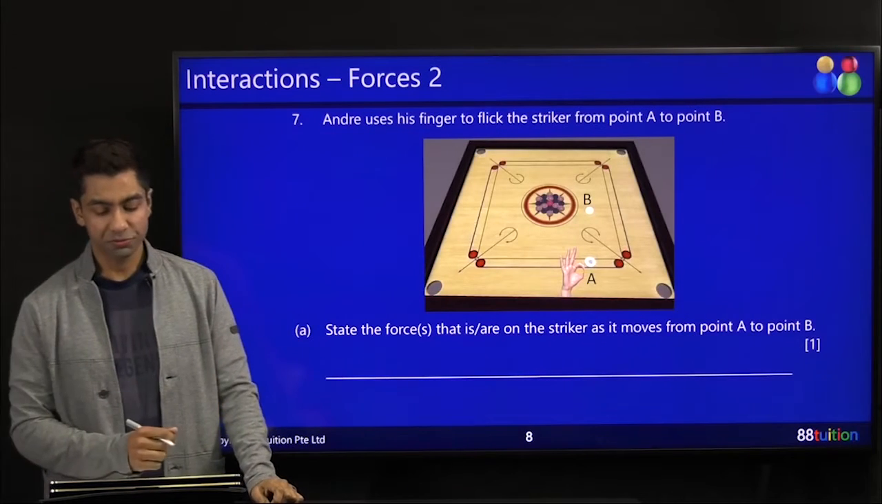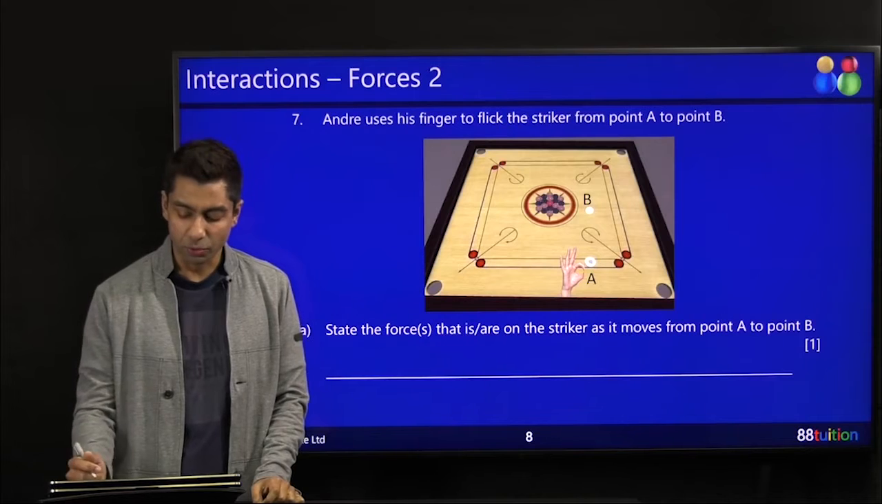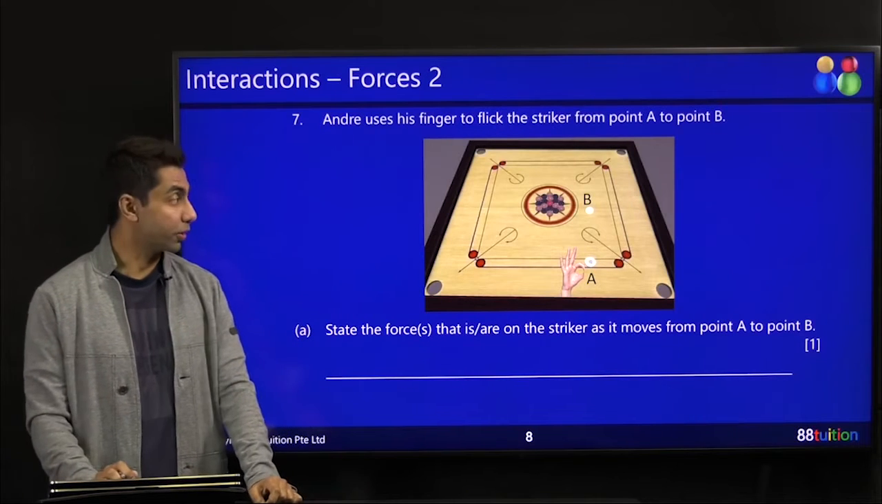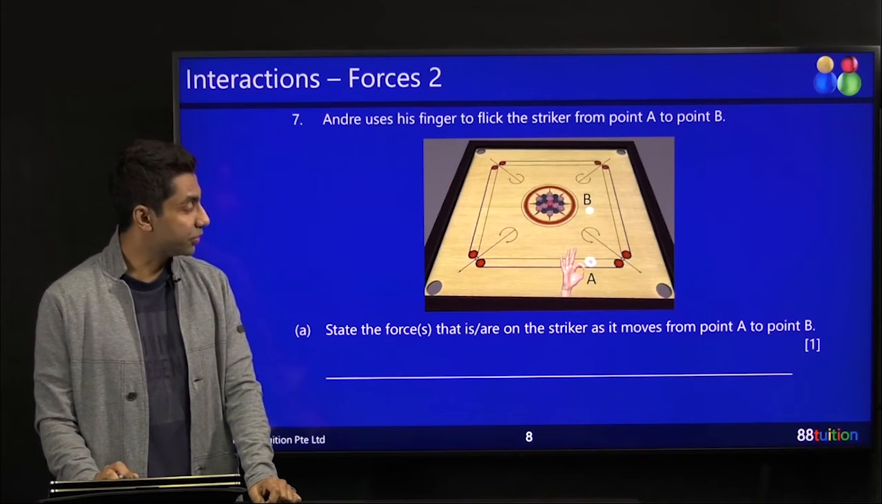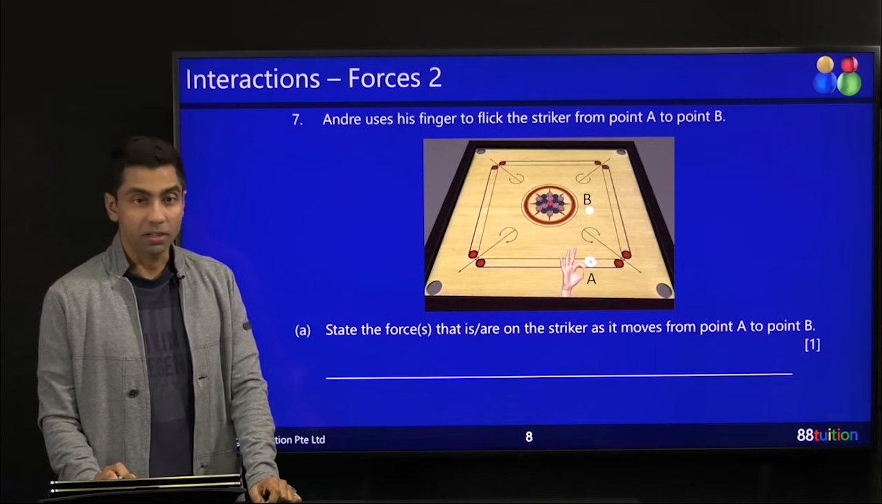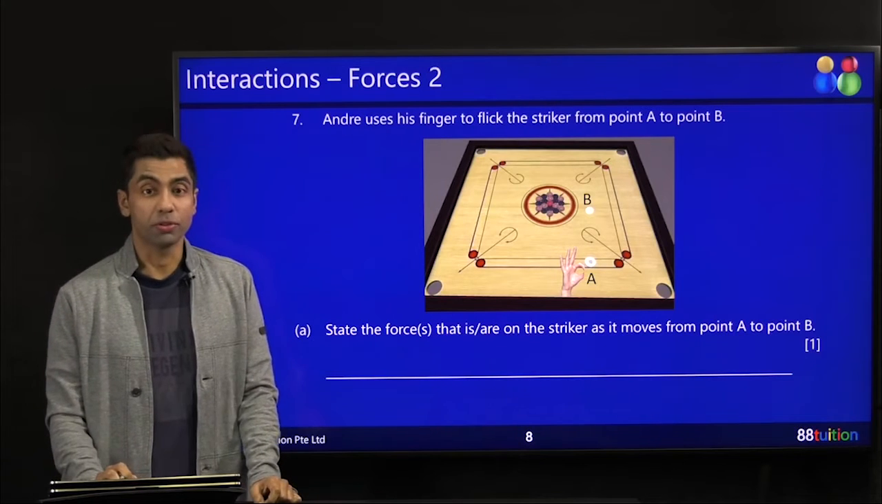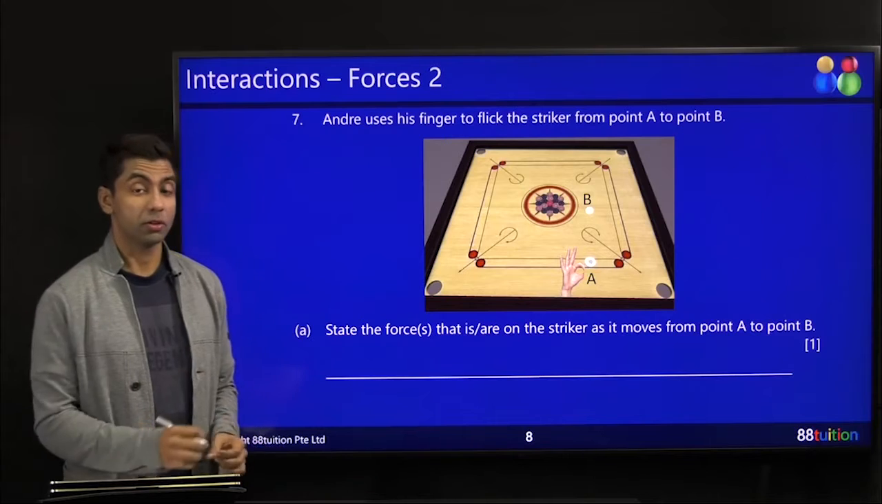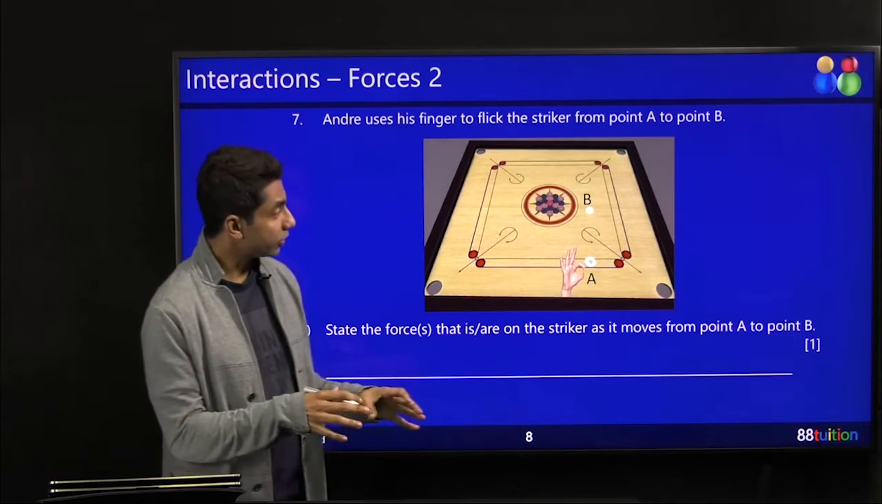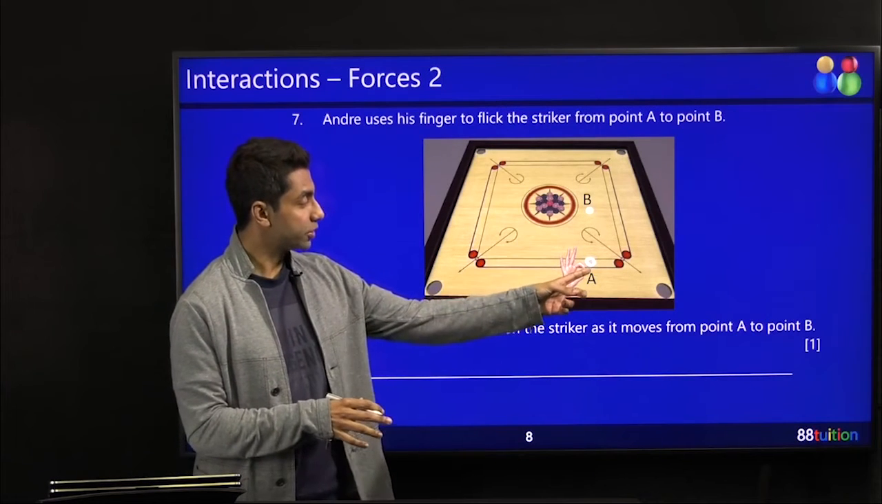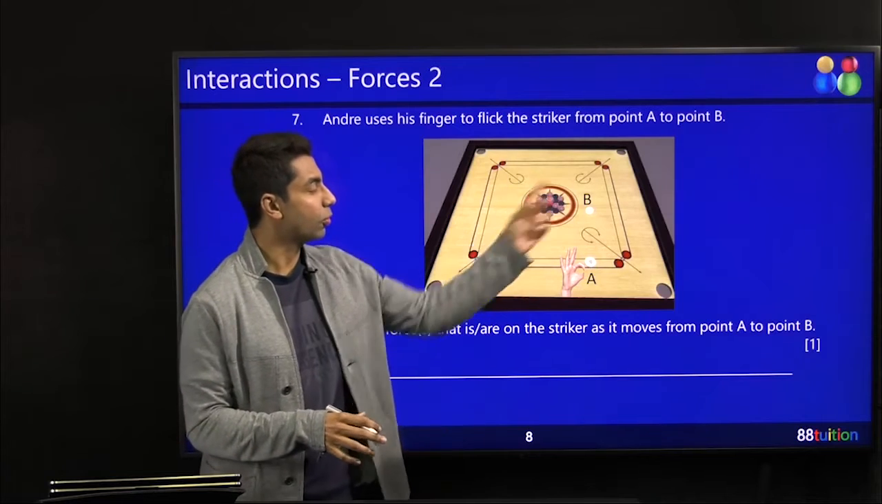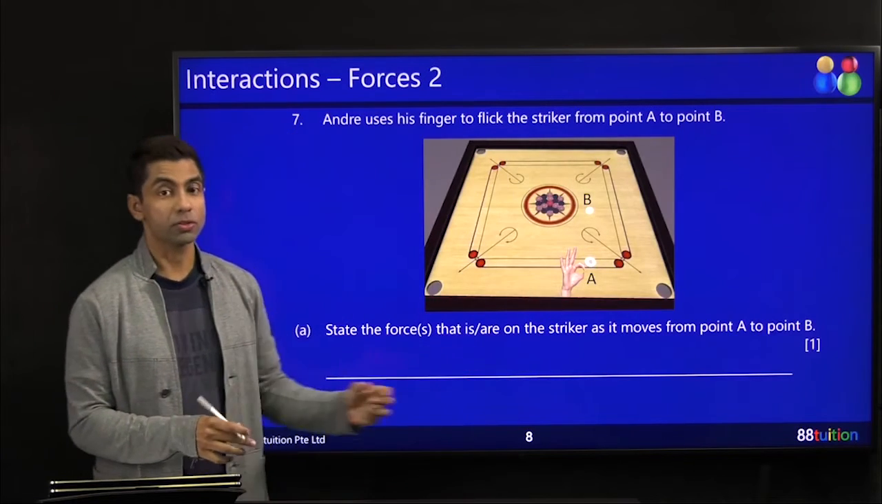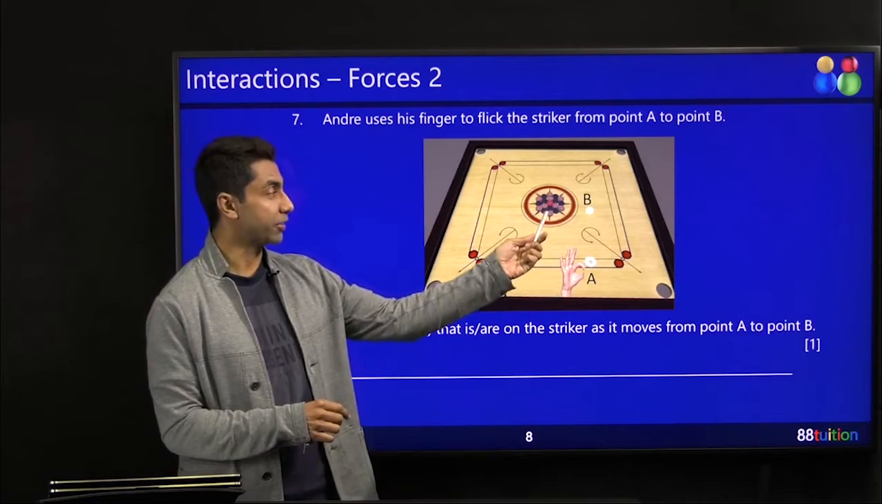Andre used his finger to flick the striker from point A to point B on a carom board. Okay, so you got a picture there to flick a striker. How many of you have seen a carom board before? It's a game played with a lot of coins, so-called coins like these, and then you use a striker to hit them into the 4 holes and you score based on your colors, usually black and red.